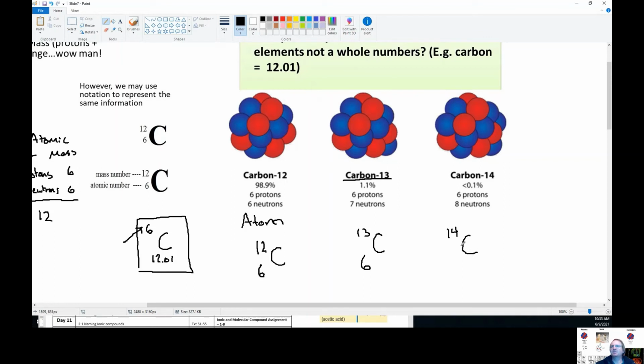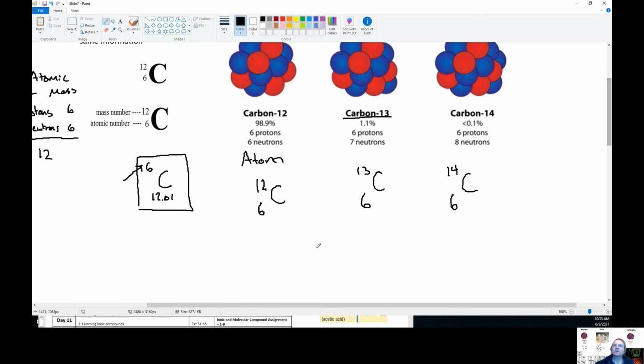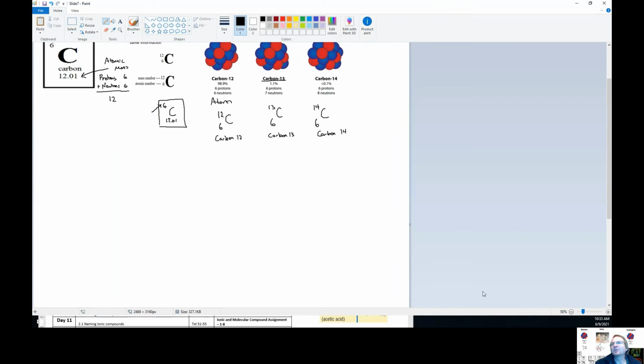I'll put the 14 right there. What goes down here? Ta-da! Put that in your notes, that this one is called carbon 12, that this one is called carbon 13, and this one is called carbon 14. Cool, cool.